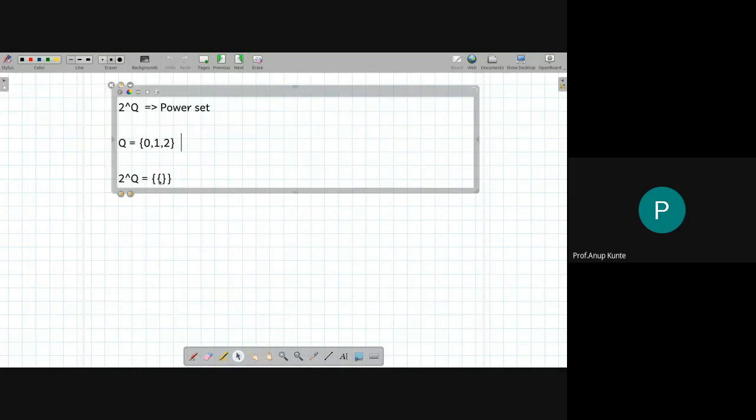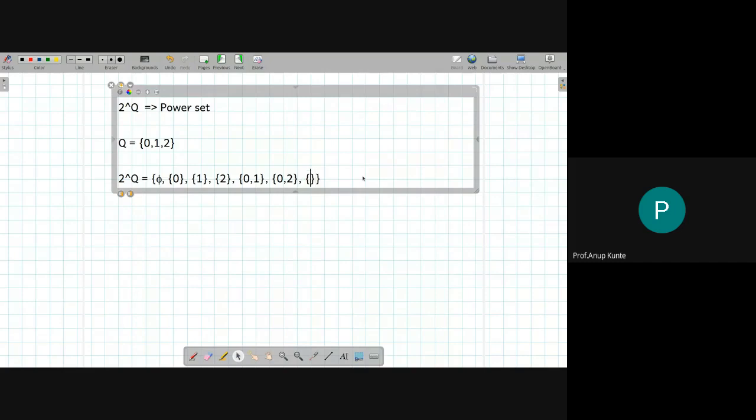So the first element of this set is phi. And phi क्या होता है मैंने पहले बता दिया था आपको. Phi होता है empty set. Second element in this set is set 0. Third element of this set is set 1. Fourth element of this set is set 2. Fifth element of this set is set 0 1. Sixth element of this set is set 0 2.